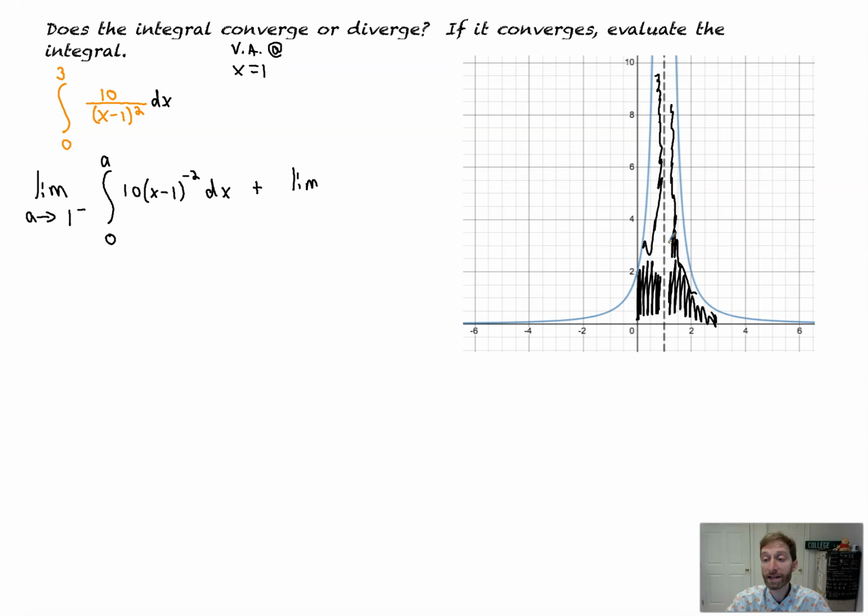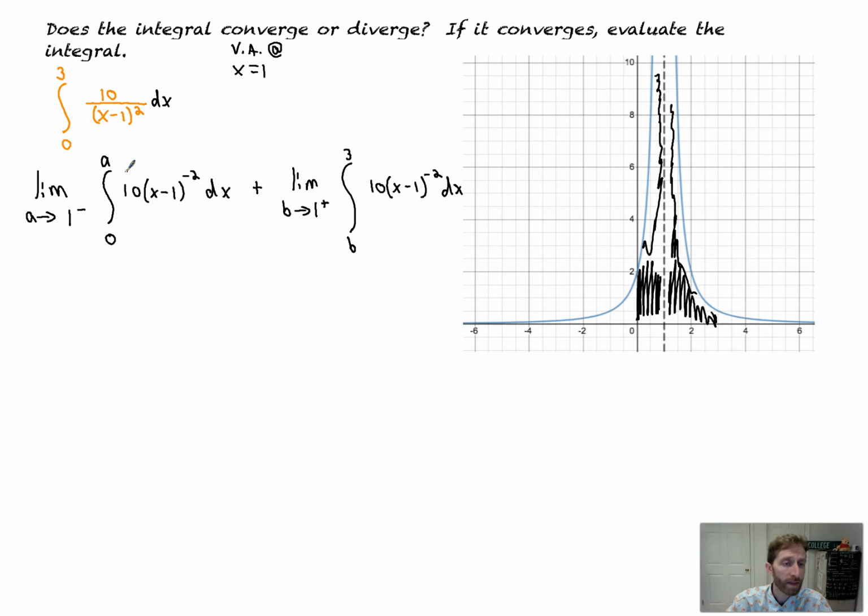Now we're going to come from the right side of 1. So we've got b. We need a different letter because it's a different limit from the right side of 1. And that'll be from where we left off at 1, which would be b, to 3, and that would be 10 times x minus 1 to the negative 2. So again, we need to split this up into two separate integrals because we're approaching 1 from the left as well as from the right.